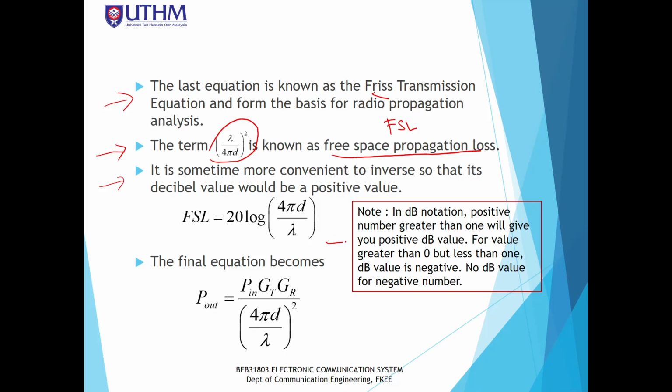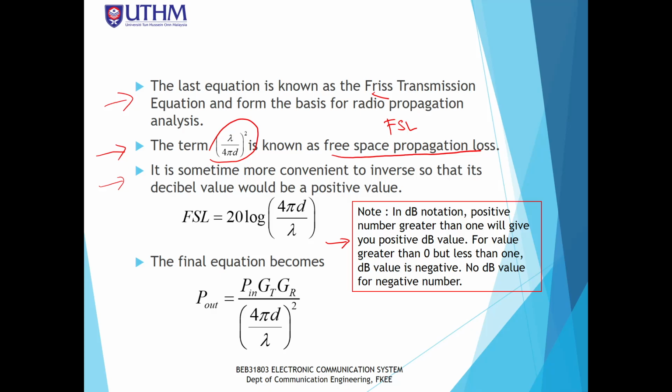Okay, ini juga ada dinyatakan di sini dalam kotak ni. Kenapa kita nak terbalikkan dia? Okay, in dB notation, positive number greater than 1 will give you positive dB value. For value greater than 0, less than 1, dB value is negative. So no dB value for negative number. So sebenarnya kita nak memudahkan pengiraan. Tujuan kita terbalikkan ini adalah untuk memudahkan pengiraan Friss transmission equation.